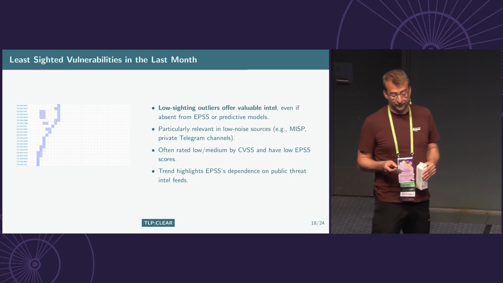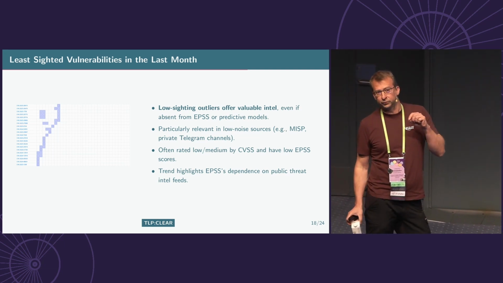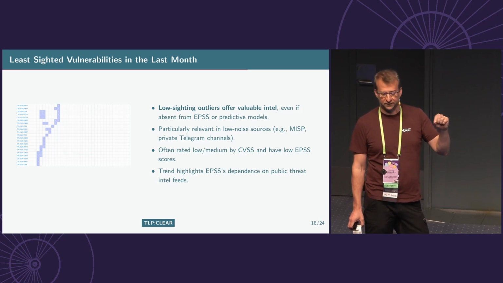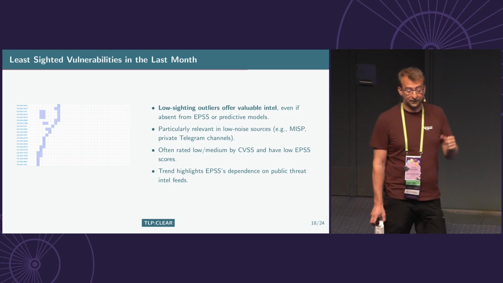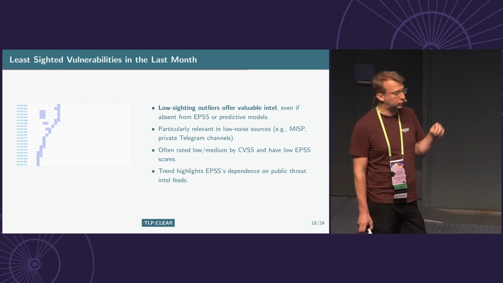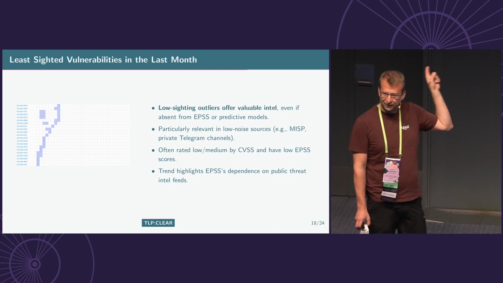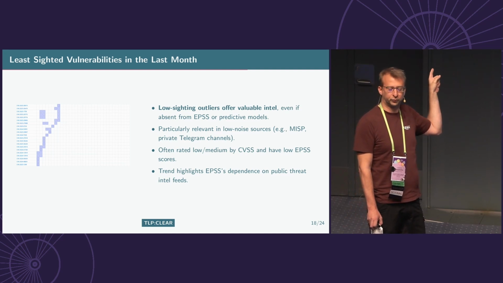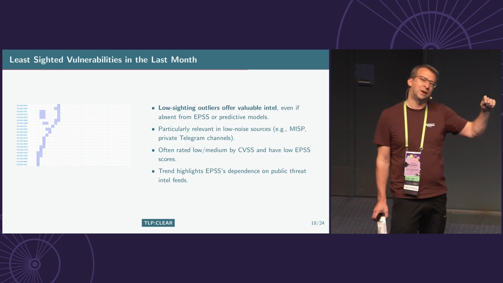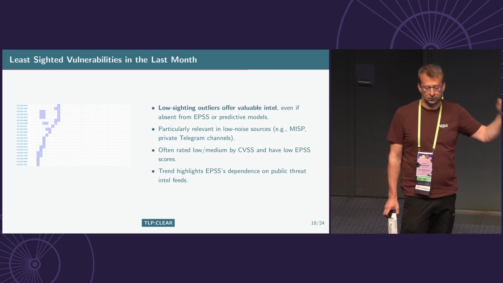And that's the case here, looking at the outliers. So the thing is, maybe you have to look at the ones that are mentioned only 1 or 2 times on a very specific channel and specific sources, where there is no predictive model, very low noise sources. For example, if you look at MISP or specific Telegram channels, then it's maybe a vulnerability that you really have to take care of, especially if you have one of those products in your network or infrastructure. Maybe it's the one. So sometimes it's not the most cited vulnerabilities that are interesting, it's the ones that are really outliers.